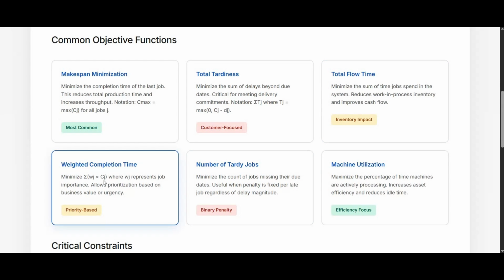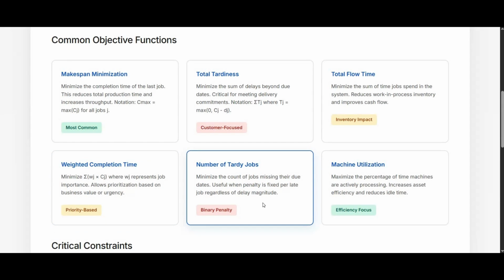Weighted completion time is another one. It minimizes the summation of that. What is that? Sum of W sub j multiplied by C sub j, where W sub j is the weight representing the job's importance. So more important jobs get higher priority.